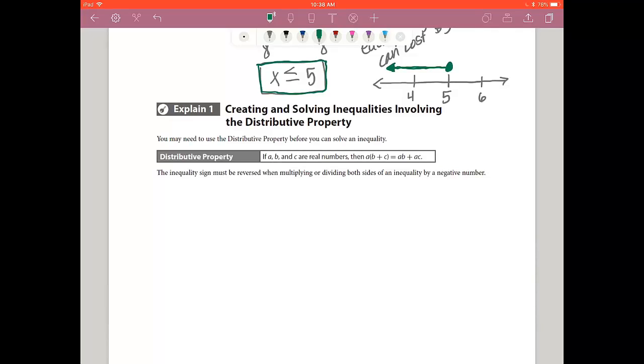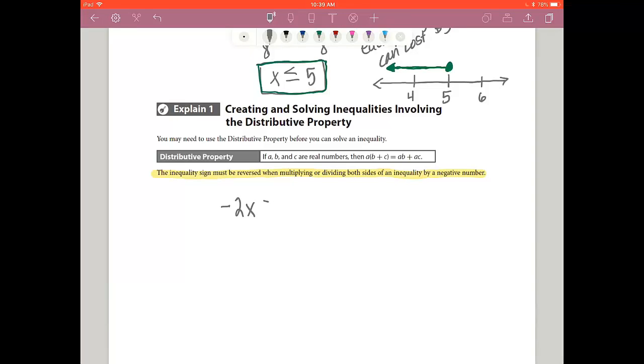Now, creating and solving inequalities involving the distributive property, sometimes that involves dividing by a negative. And when we divide by a negative, we have to flip the inequality symbol. So this is very important here. The inequality symbol or sign must be reversed when multiplying or dividing both sides of an inequality by a negative number.